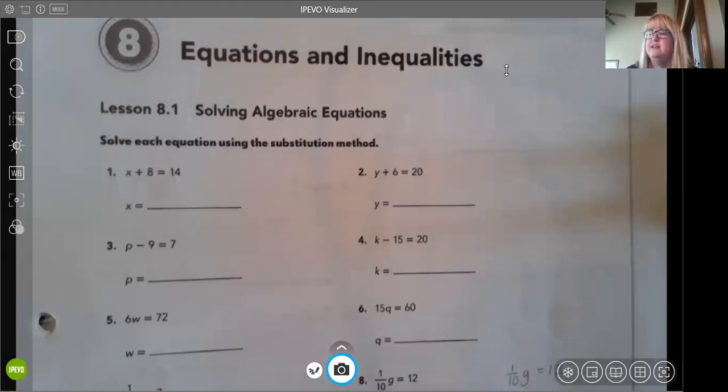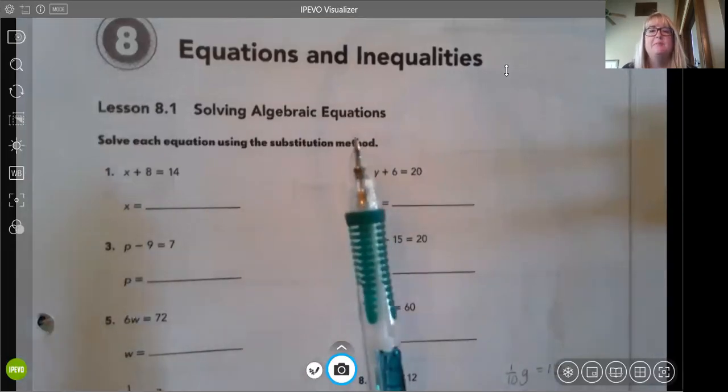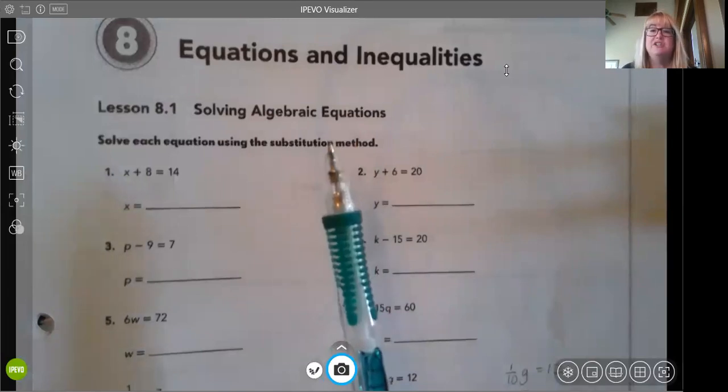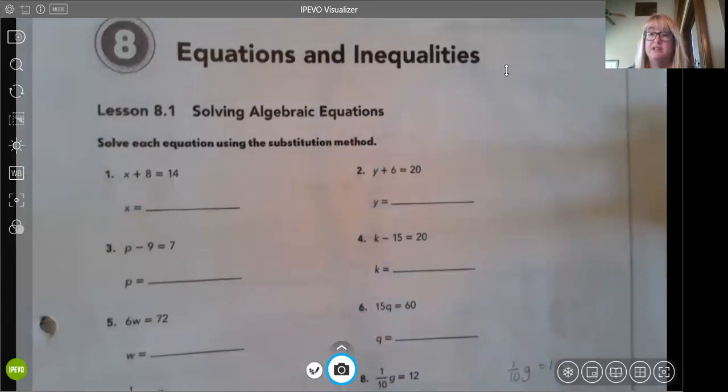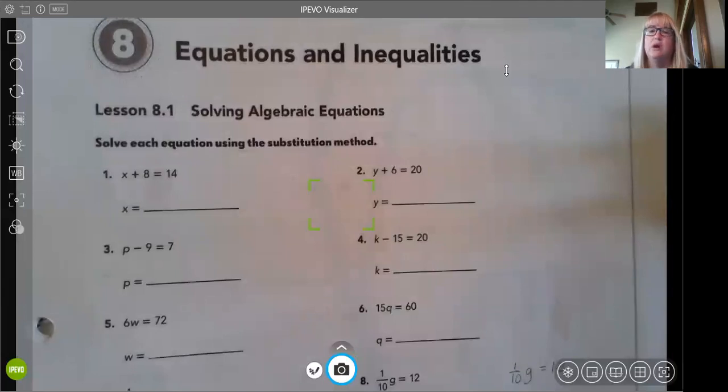And Unit 8 is equations and inequalities. We've done several equations and inequalities during bell work, so it should not be brand new to you. But if you haven't done so already, we are going to go over 8.1. Go ahead and get your workbook, and let's get started.